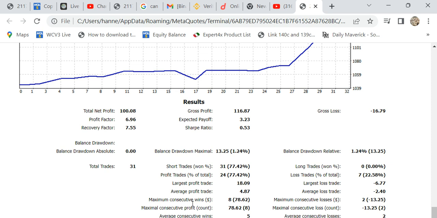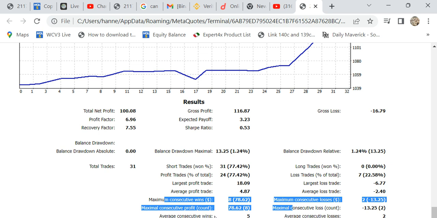Maximum consecutive wins, it had 8 wins in a row. Okay, and the maximum consecutive losses, only 2 losses in a row. Maximal consecutive profit, $78. Maximum consecutive loss, $13. Average consecutive wins is 5, and the average consecutive losses 2. So you can expect 2 losses on average in a row.